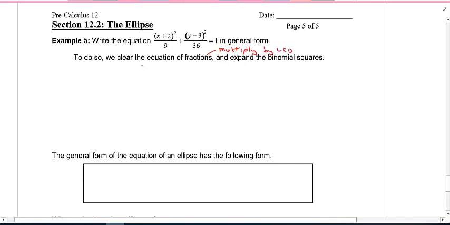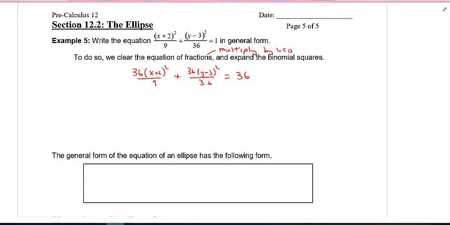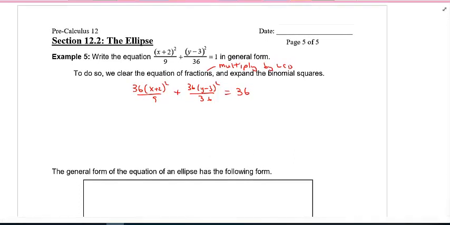That would be 36. So here we go, 36 times (x plus 2) squared over 9, plus 36 times (y minus 3) squared over 36, equals 36 times 1, which is 36. Remember, multiply every single term by 36. We can simplify the 36 over 9, that becomes 4. 4(x plus 2) squared plus (y minus 3) squared equals 36.